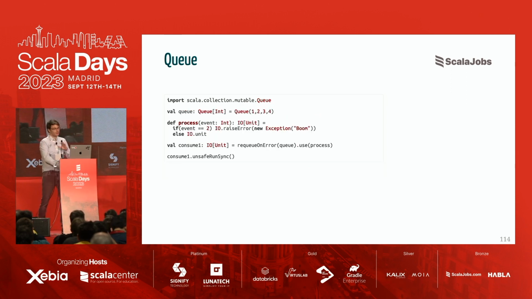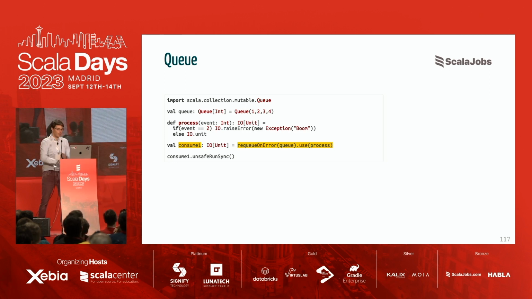So now, for simplicity, I create a queue with integers. This integer is supposed to be events that your application processes. I have some sort of business logic, again, very simple for the sake of demonstration, that does nothing except that it will throw an exception if the event is 2. And I have this IO that essentially calls requeue on error. So it's going to consume an element from the queue and call my business logic. So this consumeOne, essentially, is a small program that takes an element from the queue, applies my business logic, and if something goes wrong, it puts it back.